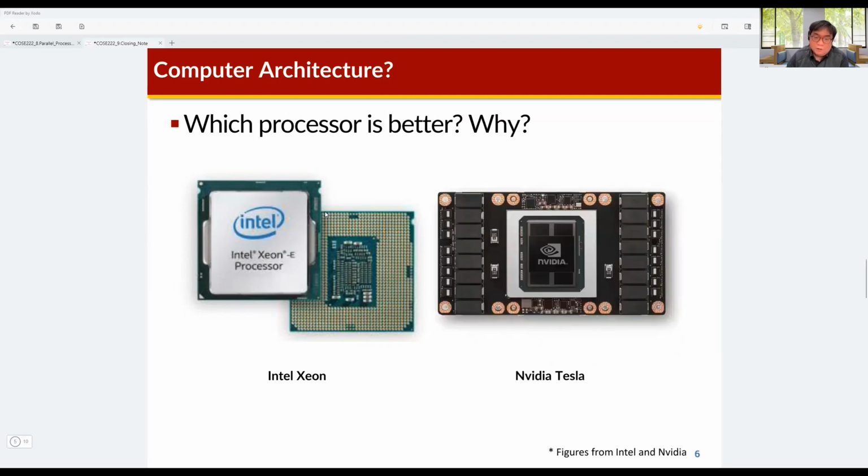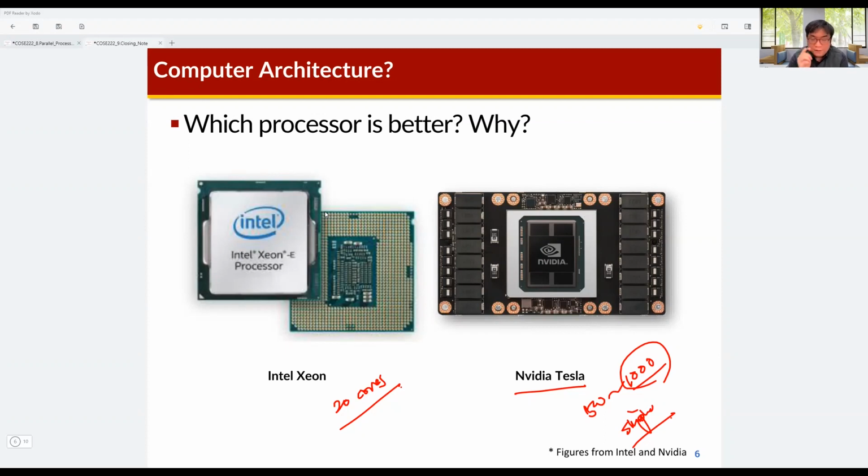Okay, how about the Xeon and the NVIDIA Tesla GPU? As I explained in chapter six, these are multi-core processors, but Intel Xeon has about 20 cores, and each core is very complex and powerful. NVIDIA Tesla has about 500 to more than 1,000 cores, but each single core is very simple. Okay, which one is better? I don't know. It depends on the type of application.